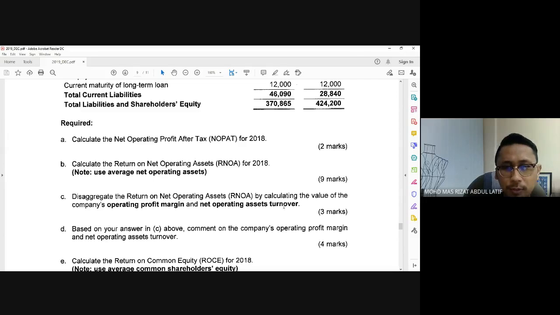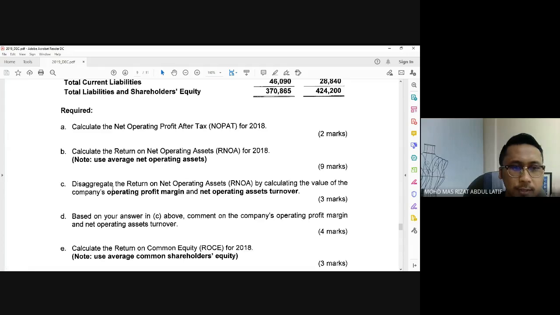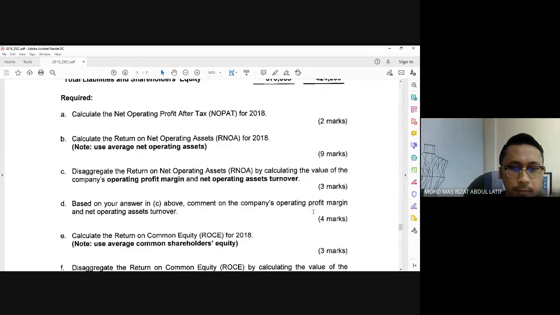So kalau you buat C ni, amount dia, final figure dia tak sama dengan amount dalam RNOE dalam B, masalah lah. Maksudnya maybe formula yang you guna ni salah. Okay, so dia mesti sama amount dia. Alright. Next D. So based on your answer in C, comment the company's operating profit margin and operating asset turnover. So this one, you kena tengok dia punya theory parts tu. So you kena comment. What do you think about the profit margin and what do you think about the company's asset turnover? So comment lah.